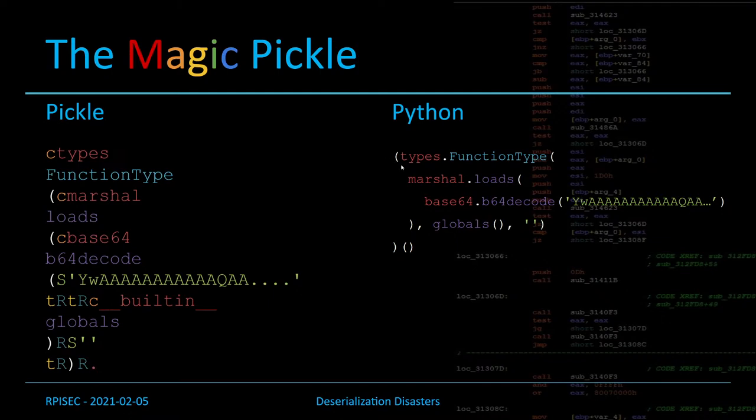So this is all this thing really does. Decode, load the function, make a function given that code, the globals, whatever the program has already, and doesn't need a name. You could give it a funny name like Lee, if you wanted to.